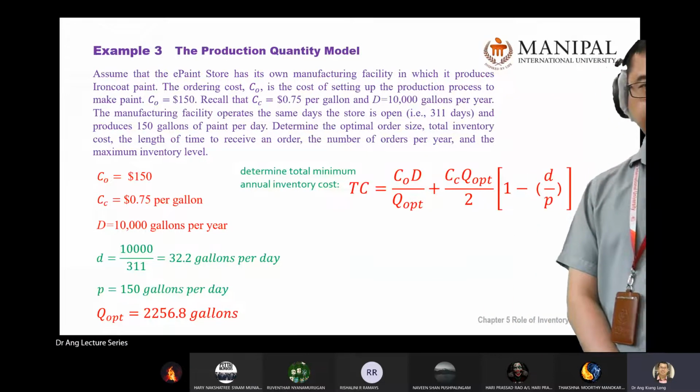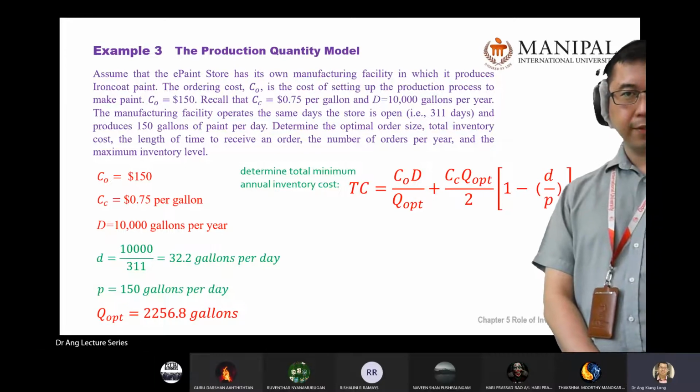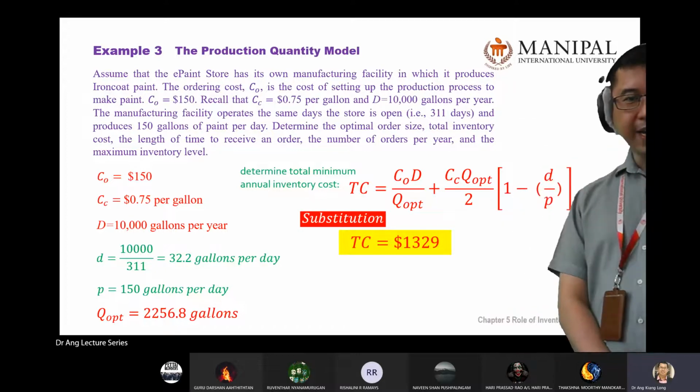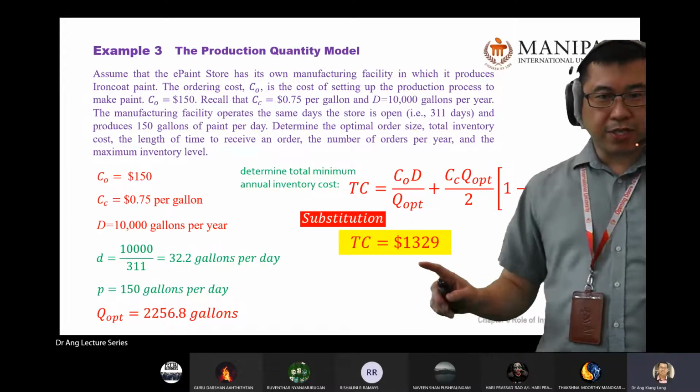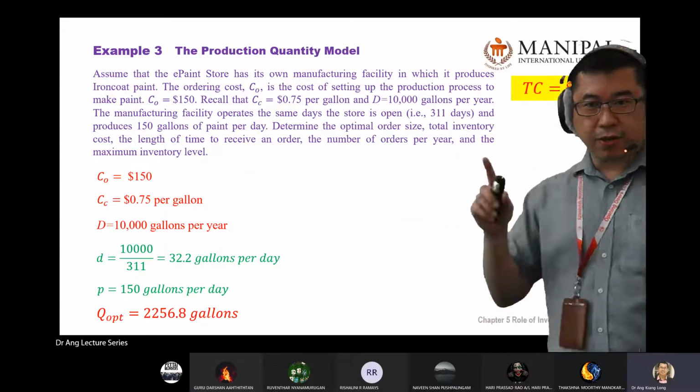Hello, sir. Yeah, go ahead. Can you hear me? Yeah. 1329.29. 1329, yeah, okay, point something. Okay. Yes. So total cost is 1329 point something. All right. So you have found your total cost already.